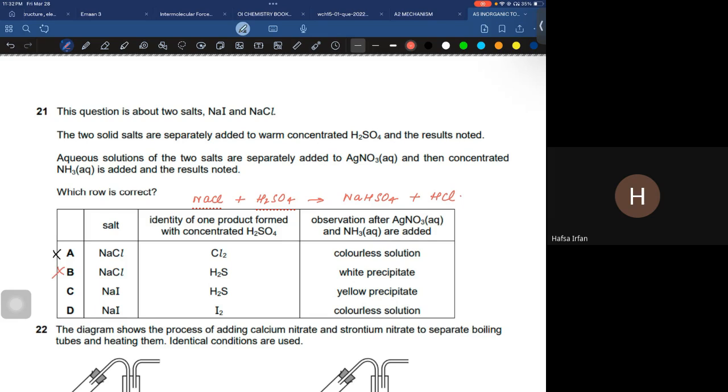Option C, NaI. Sodium iodide के साथ sulfuric acid का reaction. If you remember, we did this reaction in which sodium iodide reacts with sulfuric acid and produces H2S. An observation with silver nitrate: with iodide, a yellow precipitate is produced. With chloride, a white precipitate is produced. With bromide, a cream precipitate is produced. So option C is correct.